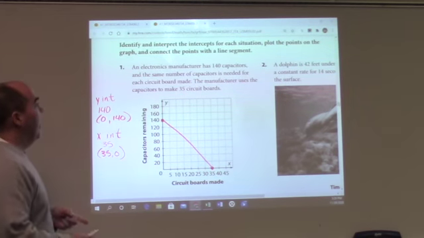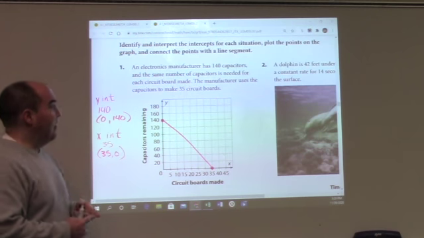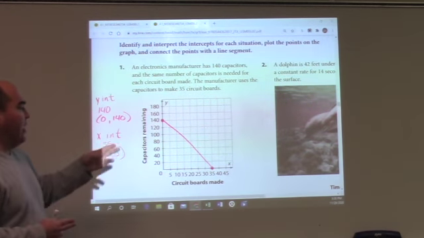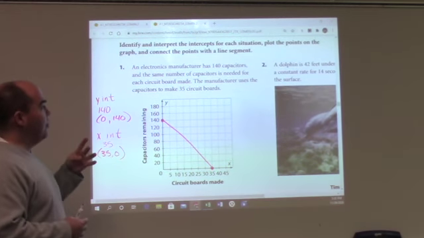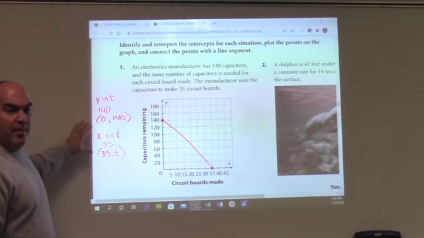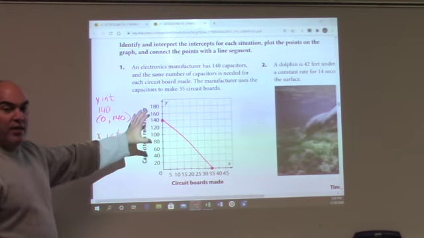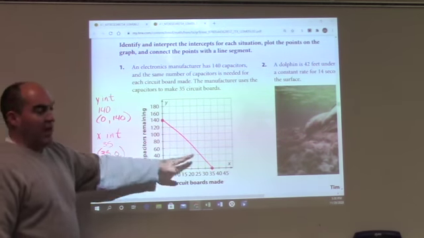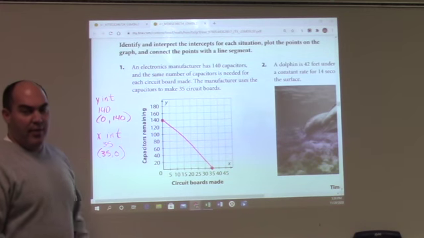Okay, so identify and interpret the intercepts for each situation. We've done that. Plot the points on the graph, connect the points with a line segment. So you've got 1, 2, 3, 4 things that you've got to do. You've got to identify what the y-intercept and x-intercept are. You've got to interpret what do they mean according to the story. You've got to plot the points on the graph, and then you've got to draw a line segment through there.